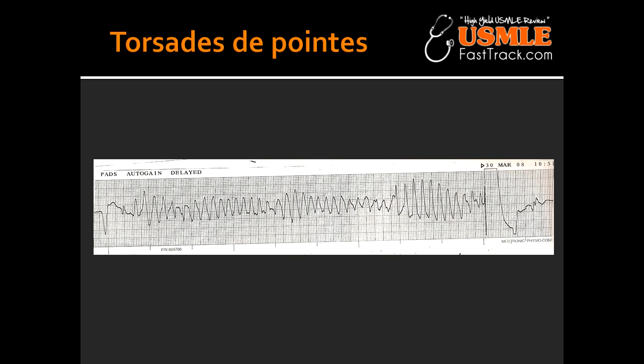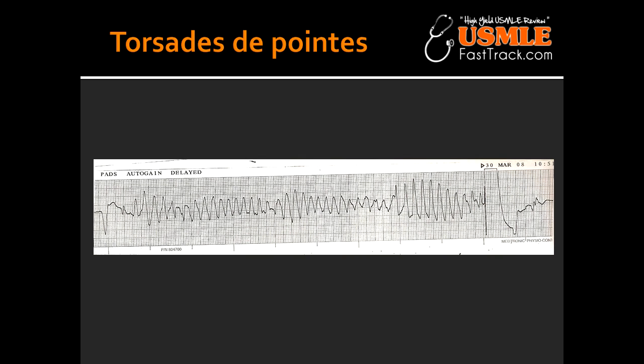Torsades de pointes is characterized by a shifting sinusoidal waveform on the ECG. What can torsades de pointes progress into? Torsades de pointes can progress into ventricular fibrillation. What is a sign on the ECG that can predispose you to torsades de pointes? Anything that prolongs the QT interval can predispose you to torsades de pointes.